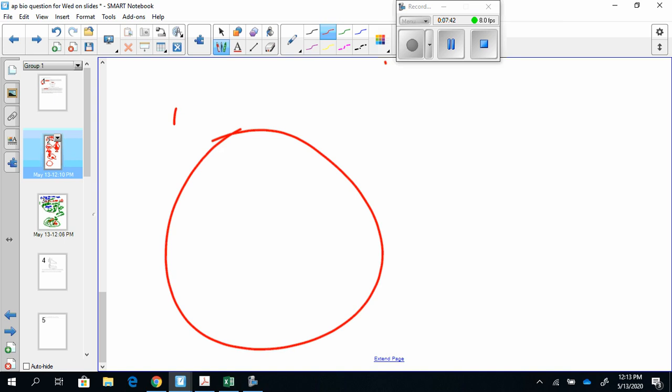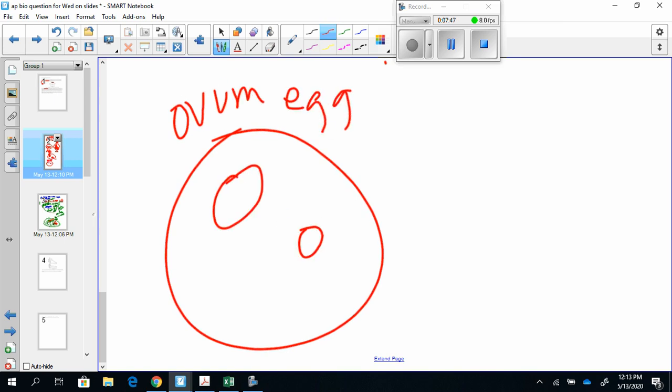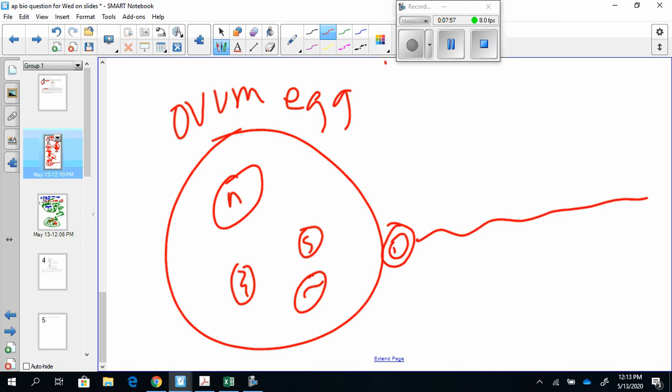If I have an ovum or an egg here, the egg is going to have a nucleus, it's going to have multiple mitochondria, and it only has a haploid nucleus. And then here's my sperm, and inside of here is a nucleus, and it's also haploid. The mitochondria are in what's called the midpiece. So the mitochondria are in here, and when this fertilization happens, the head of the sperm goes in, and that's it. It cuts off. The tail and the midpiece never enter the zygote.